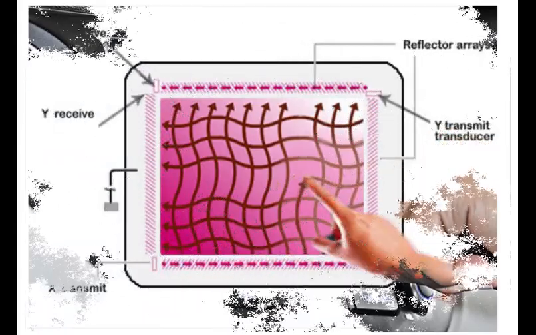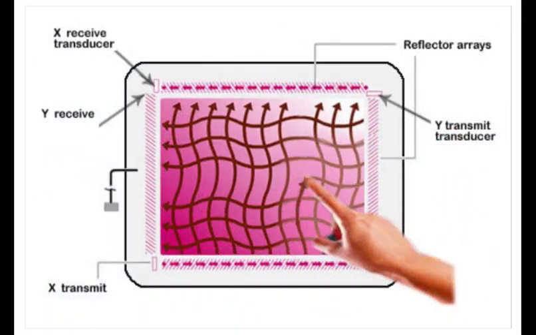In surface acoustic wave systems, sound waves are sent across the surface glass, but become absorbed when touched with a stylus. The controller determines the location of the stylus based on this absorption.